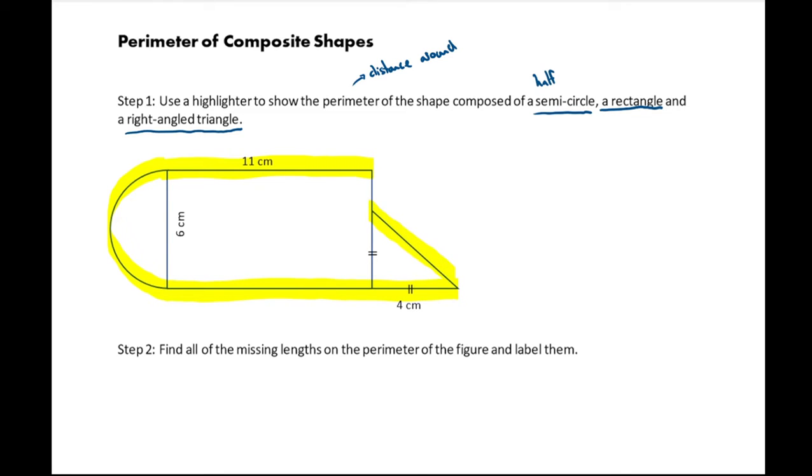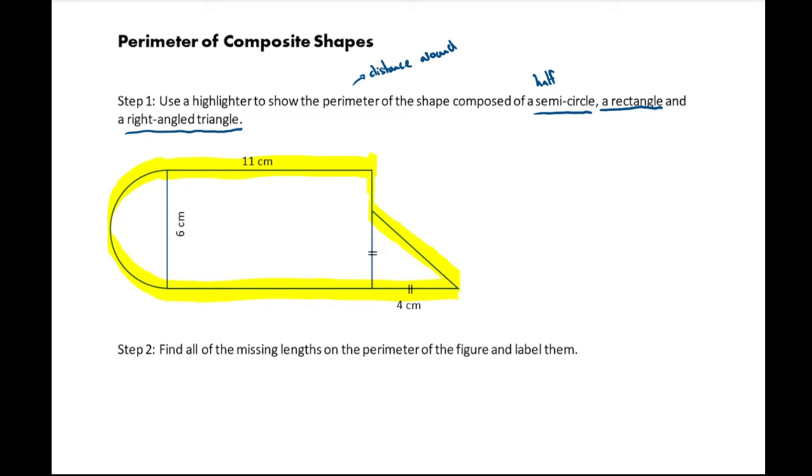Because again, the distance around the object is what we have here. So that's the distance around the object. Now you may have, by mistake, thought, okay, well, I see a line here, so I'm going to highlight that. I'm going to highlight this portion down here as well. We have to keep in mind that's not around the object, that's inside the object. When we're dealing with the perimeter of a shape, we want to figure out the distance around the object.